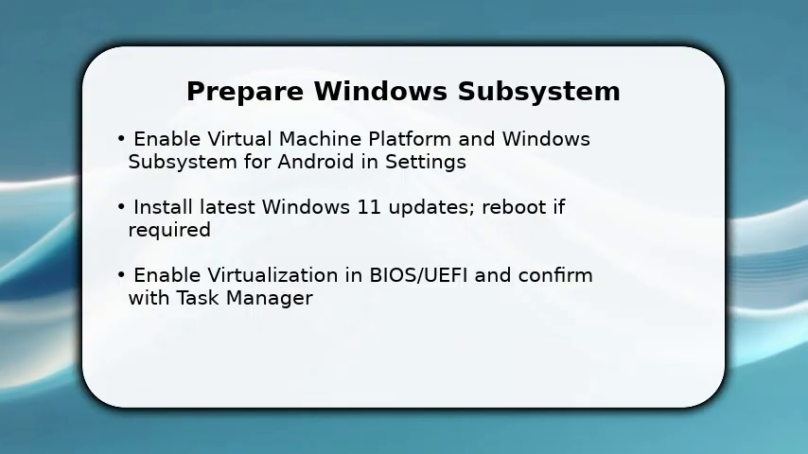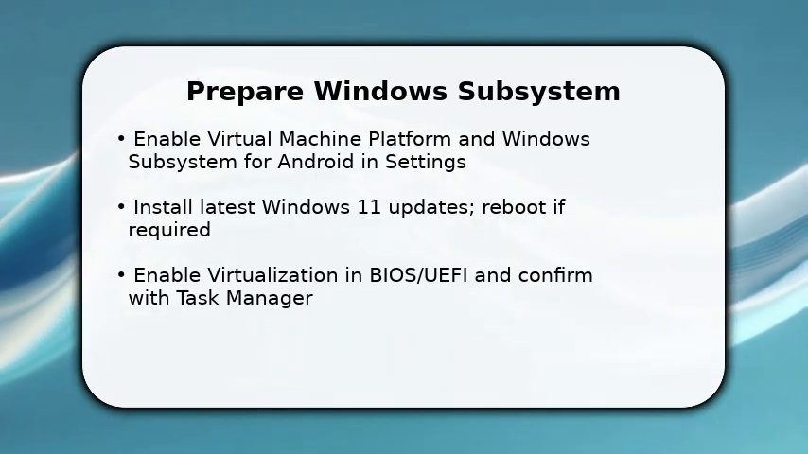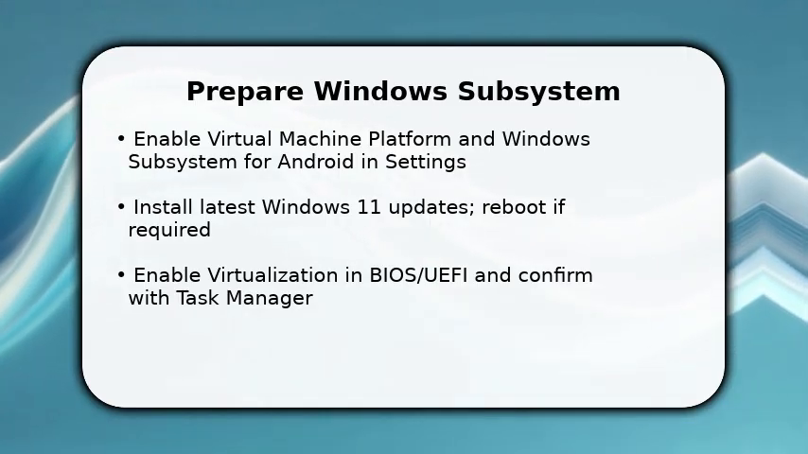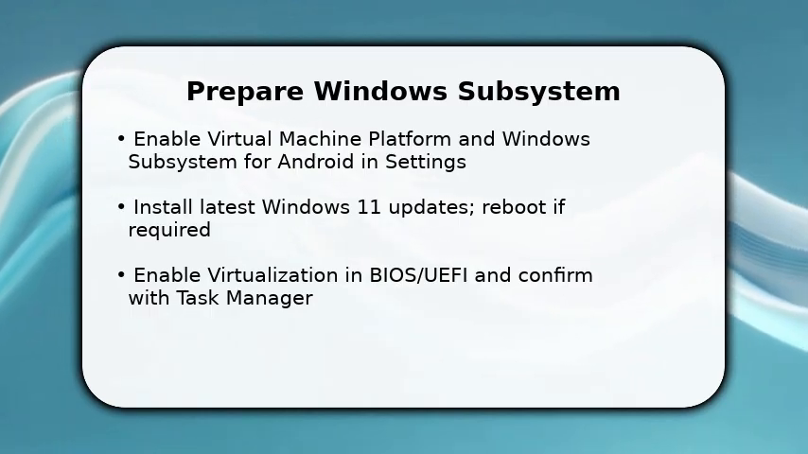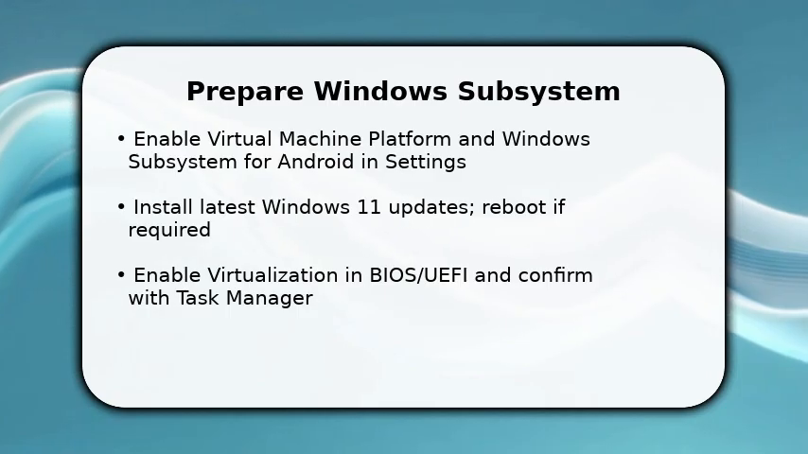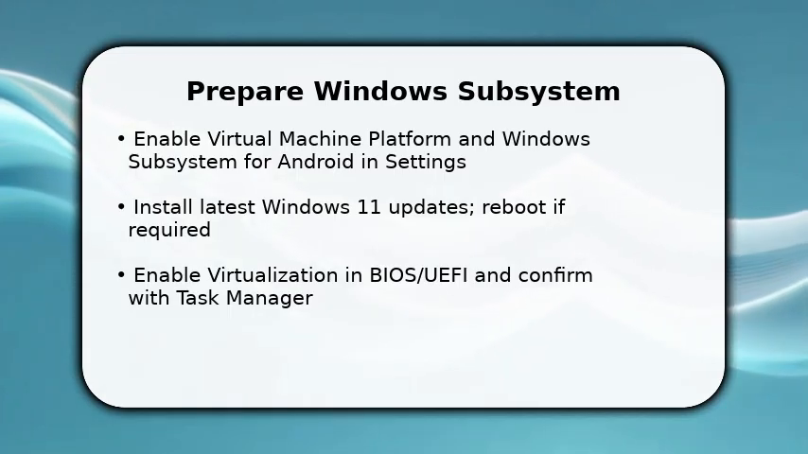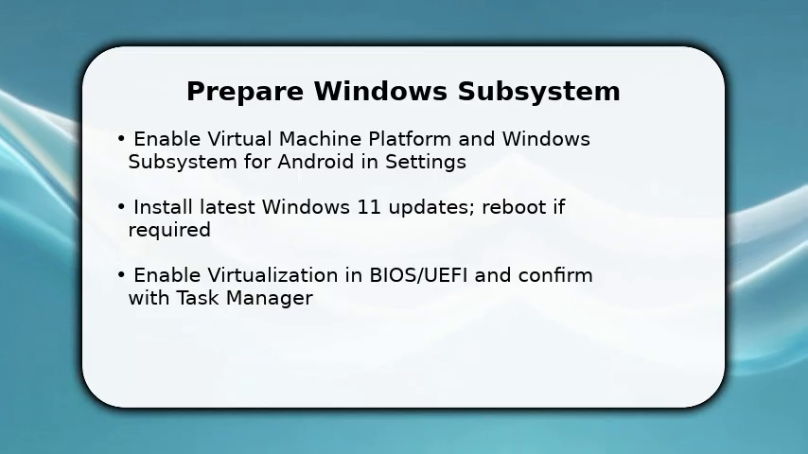You'll start by enabling the Windows features that let Android run. Open Settings and turn on Virtual Machine Platform and Windows Subsystem for Android. This creates the runtime layer. Once done, install the latest Windows 11 updates and reboot to apply kernel or driver changes, because missing updates often block the Play Store. If virtualization isn't enabled, restart into BIOS/UEFI and enable it.